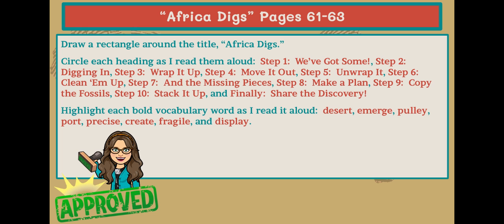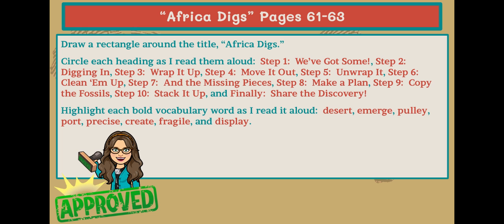Precise. To be precise means to be exact or to pay attention to details. Say precise. The workers must be very precise in their digging so they don't break a bone. Create. Create means to make. Say create. The scientists created bones out of plaster to make the skeleton.